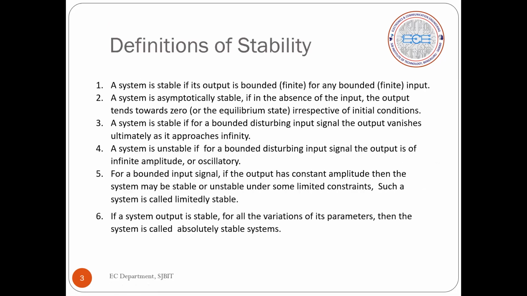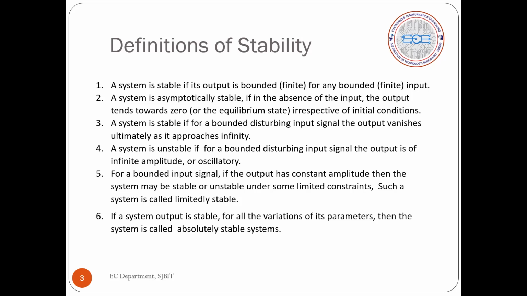Definition of stability. So we define stability in so many ways. A system is stable if its output is bounded for any bounded input. For a bounded input, if bounded output is available, then we call that system stable. And we also define asymptotic stability. A system is asymptotically stable if, in the absence of input, the output tends towards zero or the equilibrium state irrespective of initial conditions. This is the other definition we can give. We call this asymptotically stable conditions.